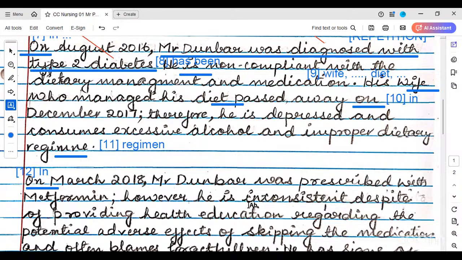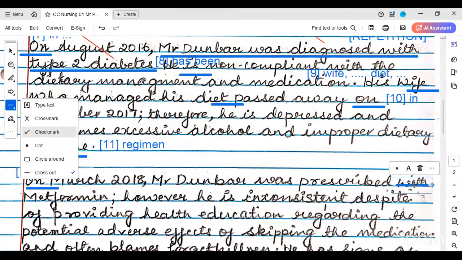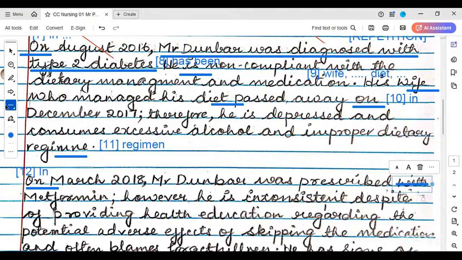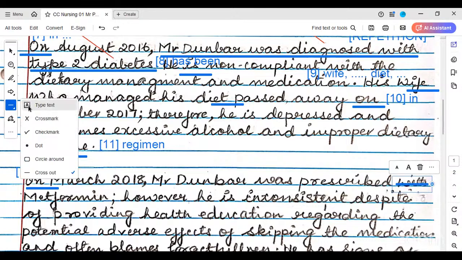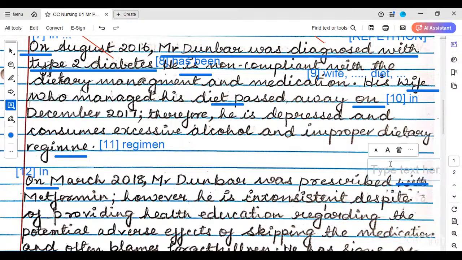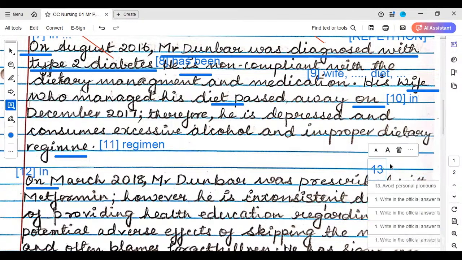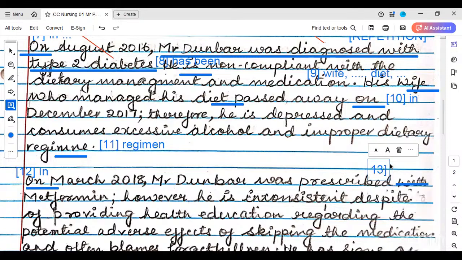Mr. Dunbar was prescribed with metformin. So it's was prescribed metformin, with is not required, it is not necessary. So this is the 13th point. It is not required, we'll just put a cross mark. Yeah, with is not required.